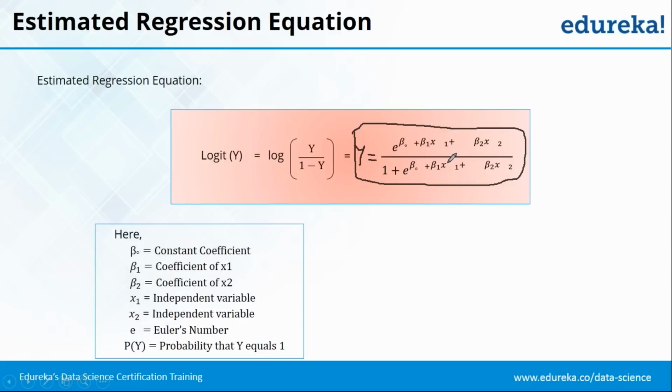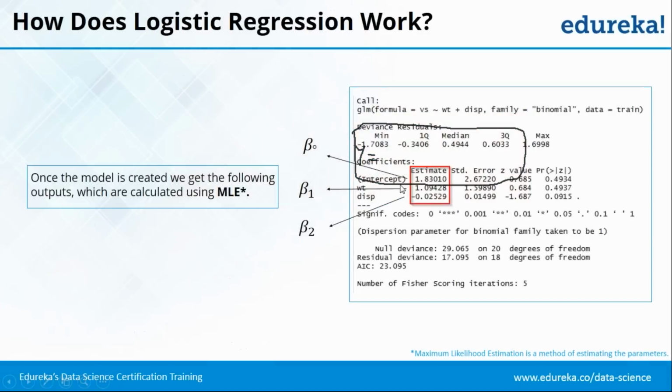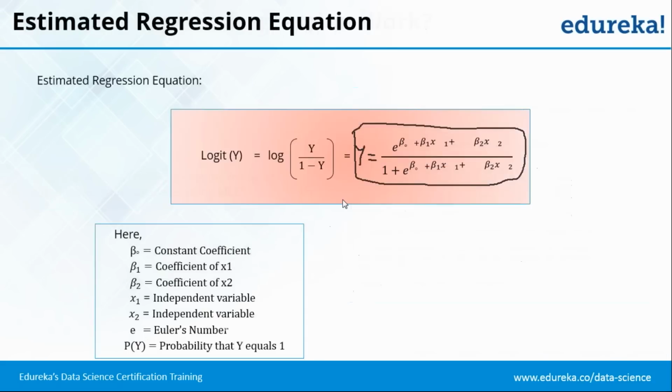So with this expression, you get the probability of y being 1. Now over here you'll be feeding in the values that are beta naught, beta 1, beta 2, x1, x2, and e. E is the Euler's number, which is a constant, that is 2.71, right? Beta naught is the value that you got from here. You have the beta 1 value, you have the beta 2 value, and then you will be feeding the x1 value, the x2 value, and hence calculating the probability.